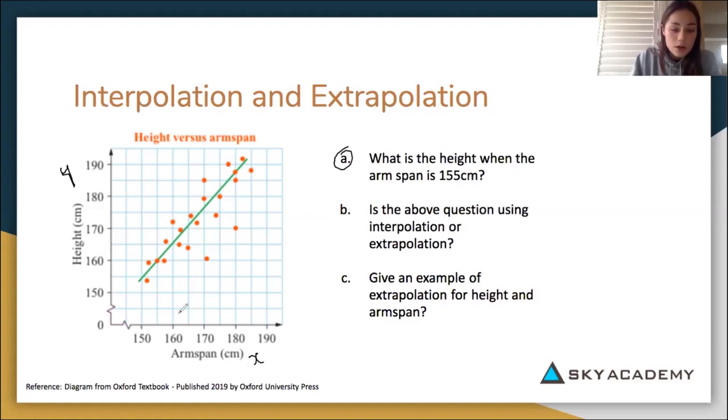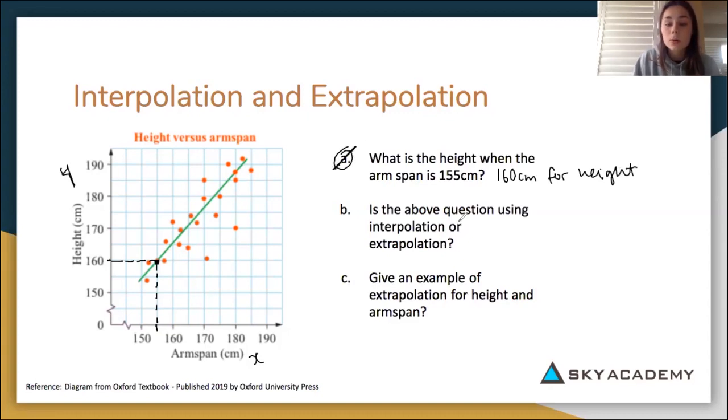So I'm going to go across to 155 centimeters for arm span. We know the arm span's on the x-axis, so I'll go across the x-axis and I'll go to 155, which would be halfway between 150 and 160. I would go up along that line until I came to a point, which was here, and I would go across to get 160 centimeters for height. And that would be question A.